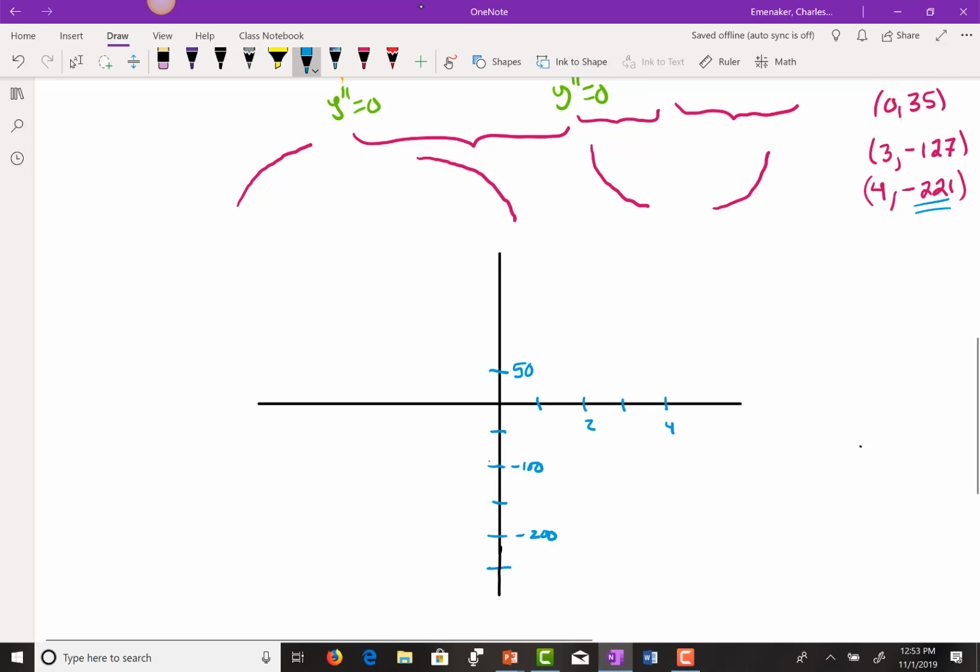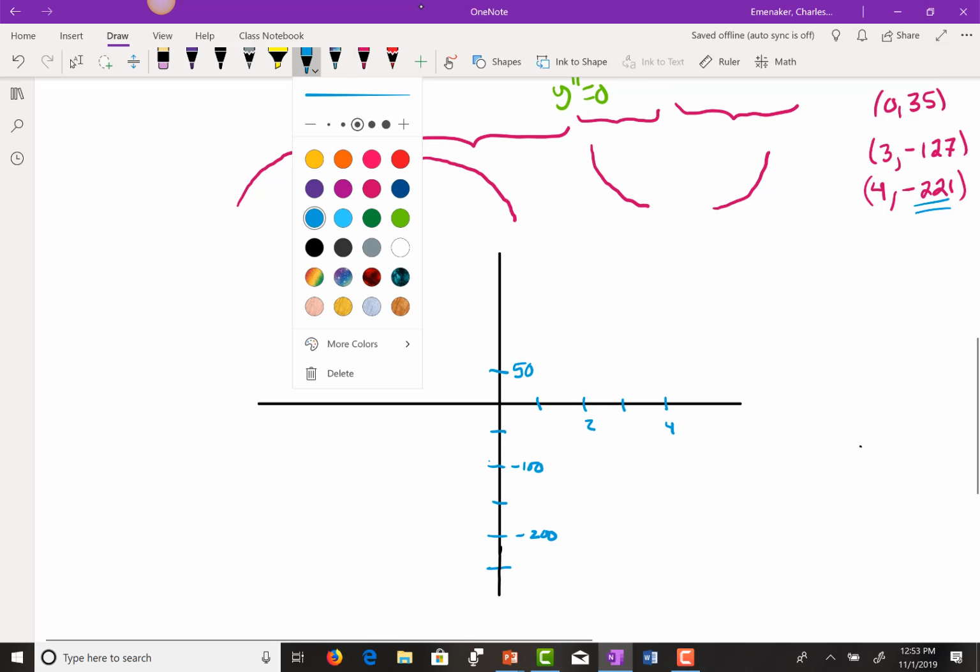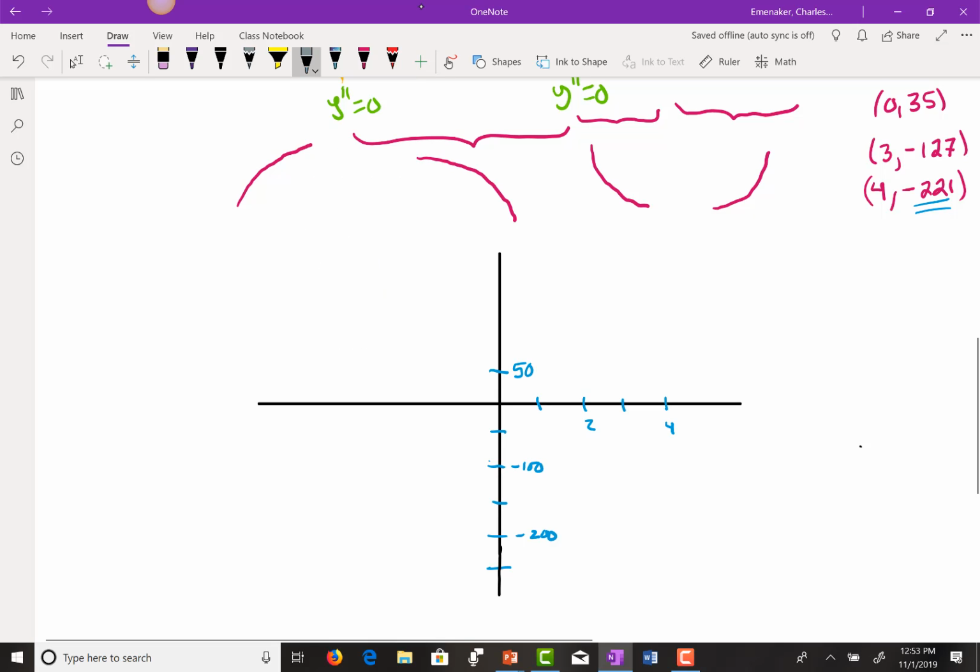Then what I'm going to do is I'm going to plot my 3 points. Well, let's see here. Hey, let's try gray. I've not done gray. We're going to do 0, 35. Right there. 3 is going to be at a negative 127. Well, that'll be something right about there. 4 is going to be a negative 221. Something like that. Everybody good?